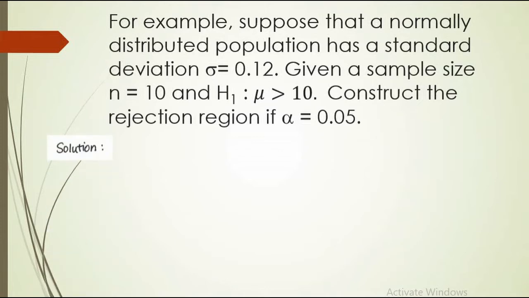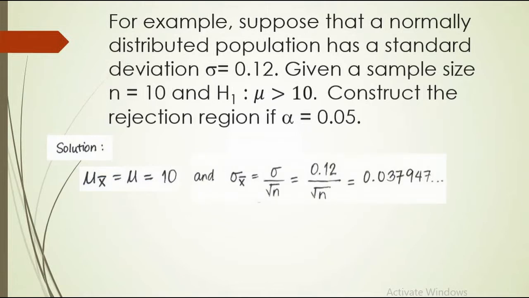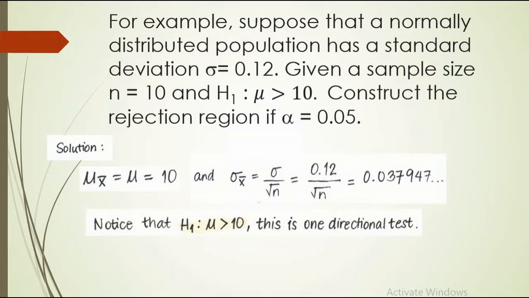Solution. So the mean of sample means is equal to the population mean, which is equal to 10. And the standard deviation of sample means is equal to the standard deviation over square root of n, which is equal to 0.12 over square root of 10. So that is equal to 0.037947. Notice that the alternative hypothesis, H1: the population mean, is greater than 10. This is a one directional test.